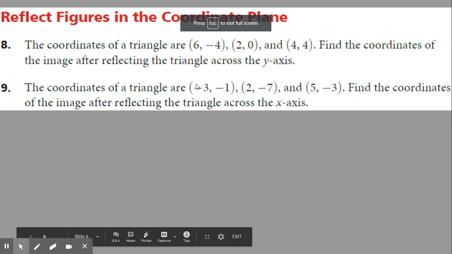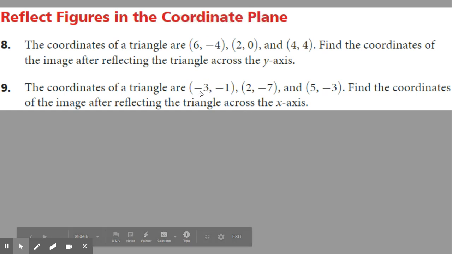So for instance, our first one here, the negative 3 would stay the same, and then the negative 1 would be the opposite. So our first coordinate here that would go through the transformation would be negative 3, positive 1. And then our next one would be the 2 would stay the same, and then again, you would do the opposite.